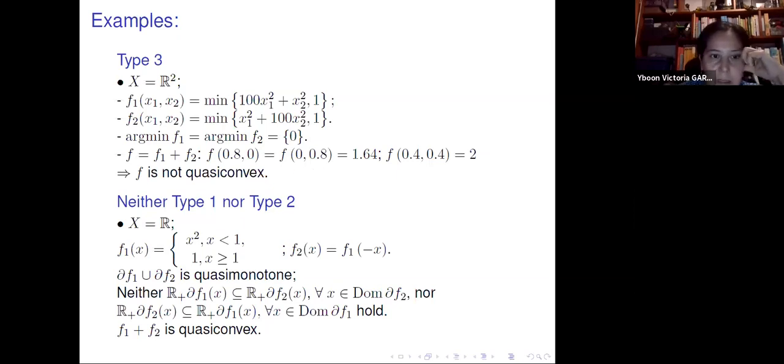But here we have another example, which is very easy. We have X equal to R. We have F1 like that, F2 is F1 at x. In this case, we can prove that the union of the differentials is quasi-monotone, so we have a quasi-monotone pair. But this example is neither type 1 nor type 2. So the class of families of quasi-convex functions is large.